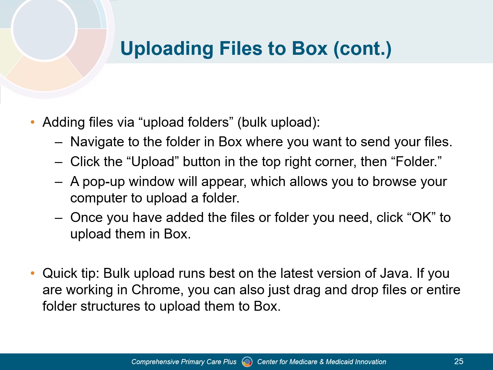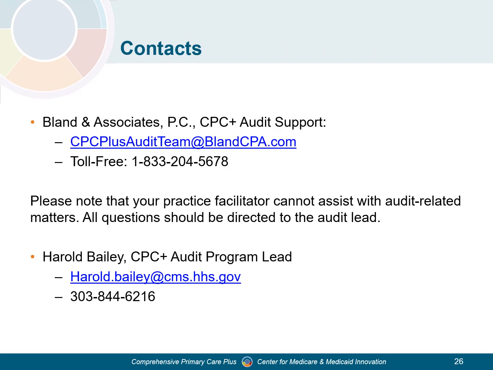If you have any questions about how to use Box, you can always reach out to your audit lead or to the Bland CPC Plus Audit Support Desk. Your audit lead will be your primary point of contact throughout the audit. If for any reason you are unable to reach your audit lead, you may also contact the Audit Support Desk via email at cpcplusauditteam@blandcpa.com or by phone at 1-833-204-5678. Please note that your practice facilitator cannot assist with audit-related questions or issues.